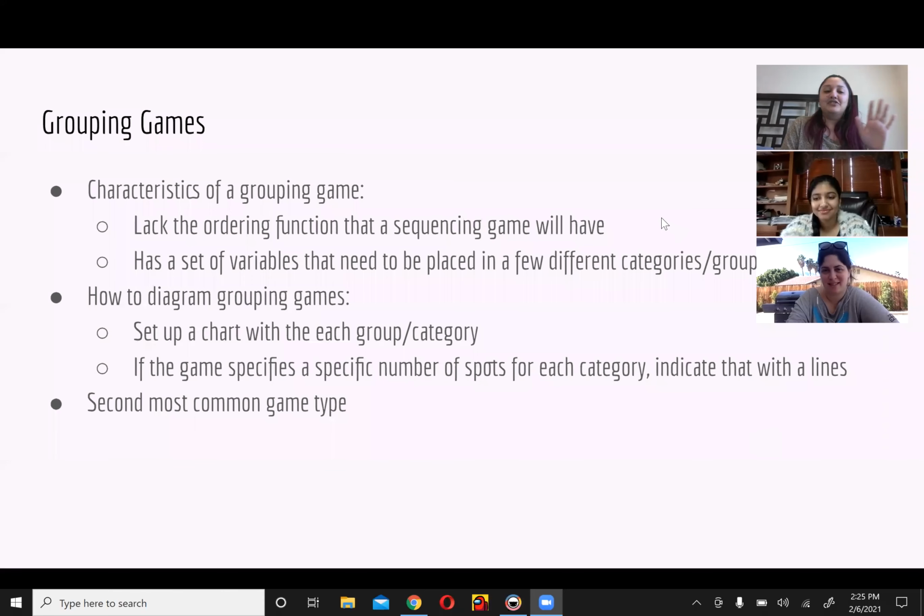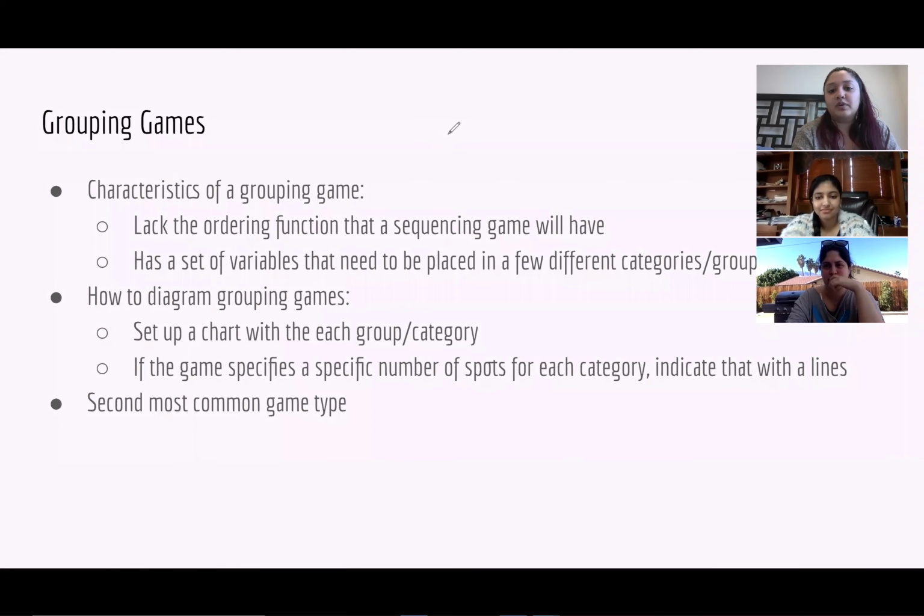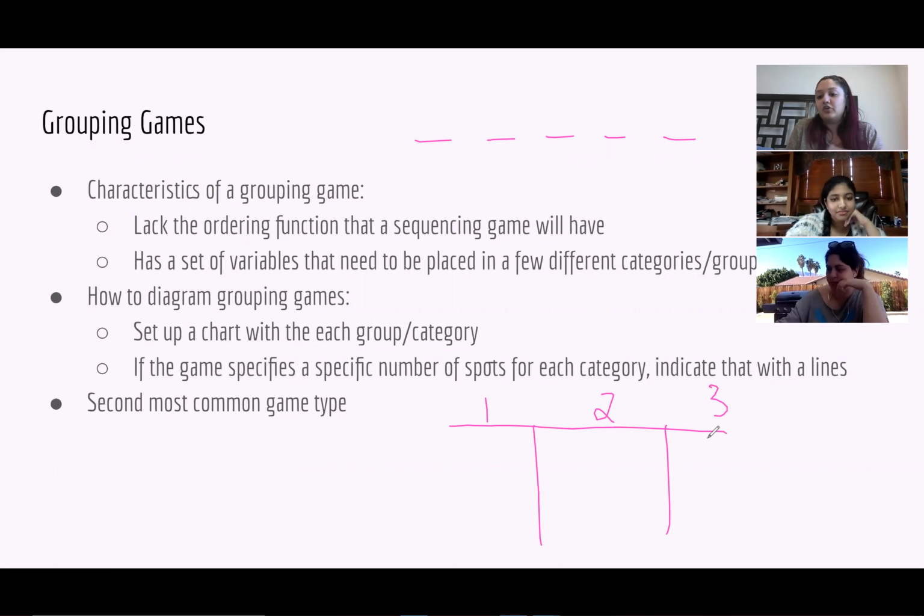Okay, sorry. So grouping games are the second most common type of games. And the characteristics of them is this time you don't have to worry about the ordering function. So how in sequencing games, we have to worry about which one comes first, which comes second, which one comes fifth, or whatever. In grouping games, it's more about, okay, well, we have groups 1, 2, and 3. Who goes or what goes in each category? Does that make sense?